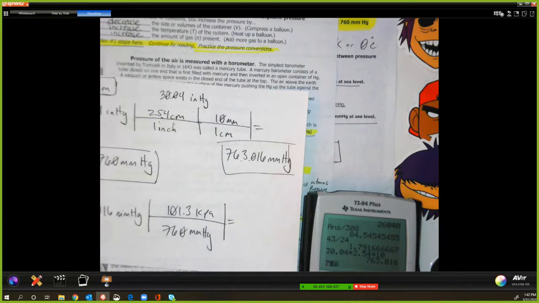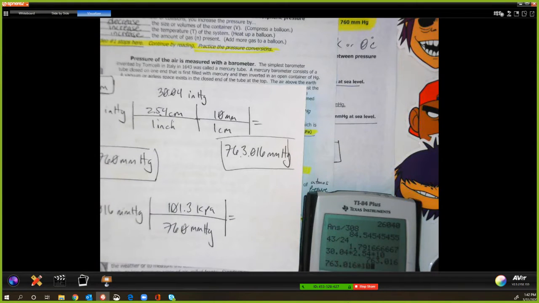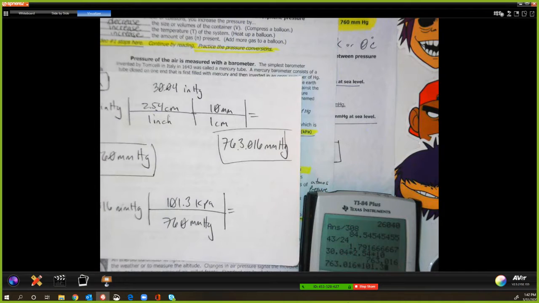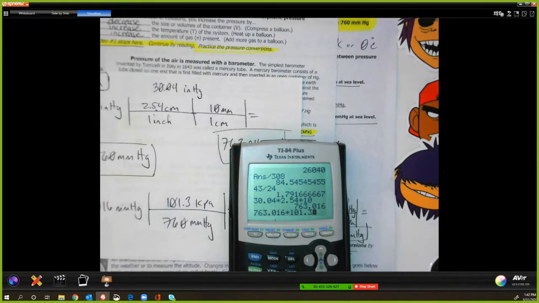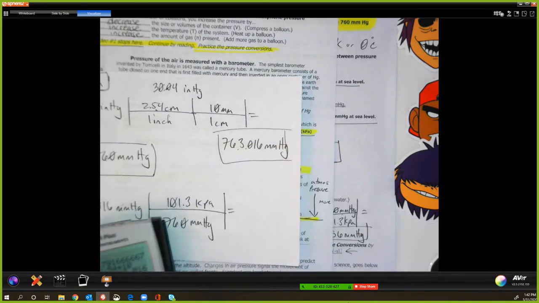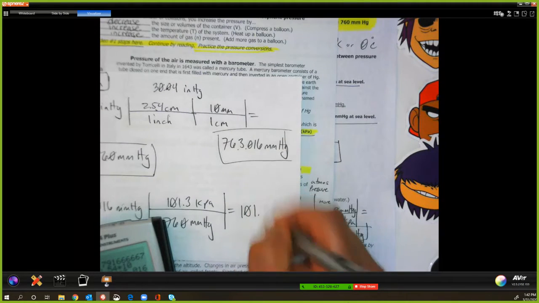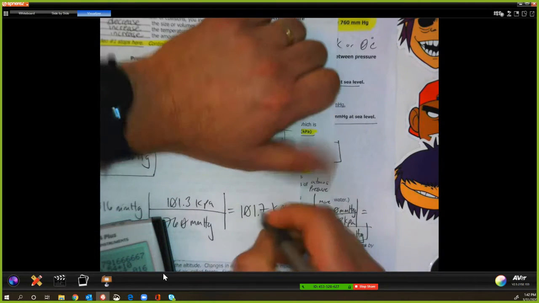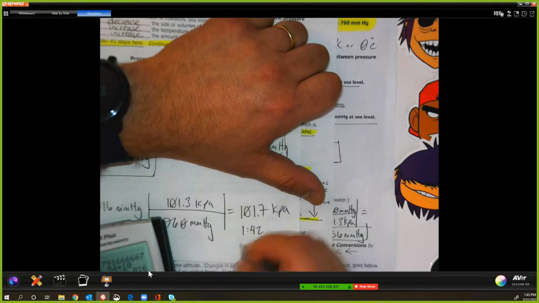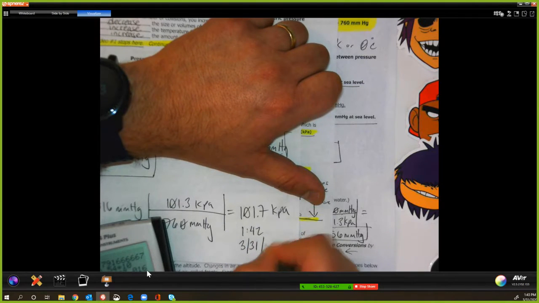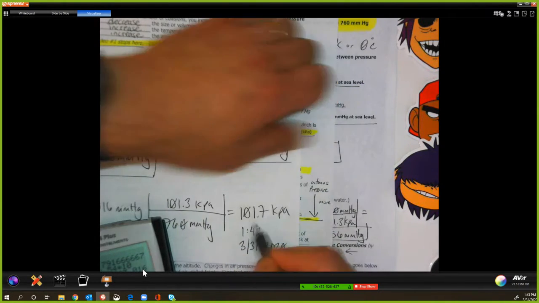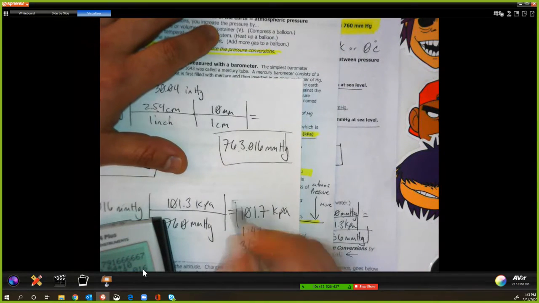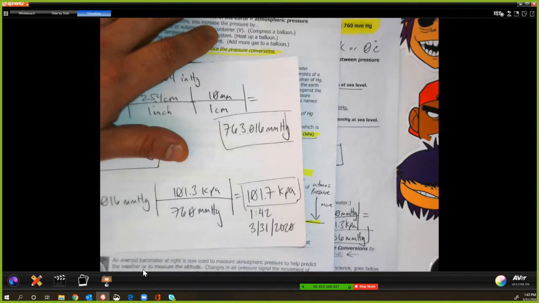So 763.016 times 101.3. Then I'm going to divide it by, did I get that in there right? 760. Ooh. So we're at 101.7 kilopascals, and that's at what? I say 1:42 on 3/31/2020. That's our pressure right now. It's a little bit higher than 101.3, not by much, and it'll change.